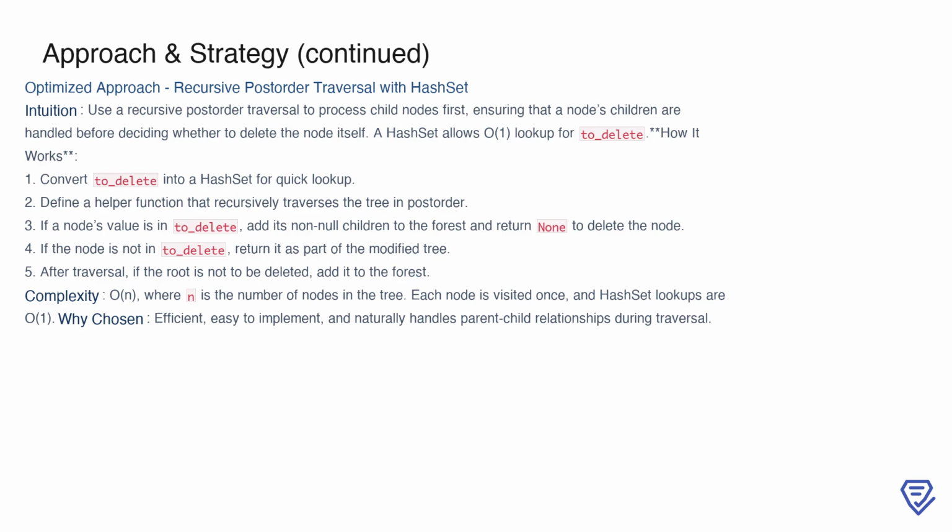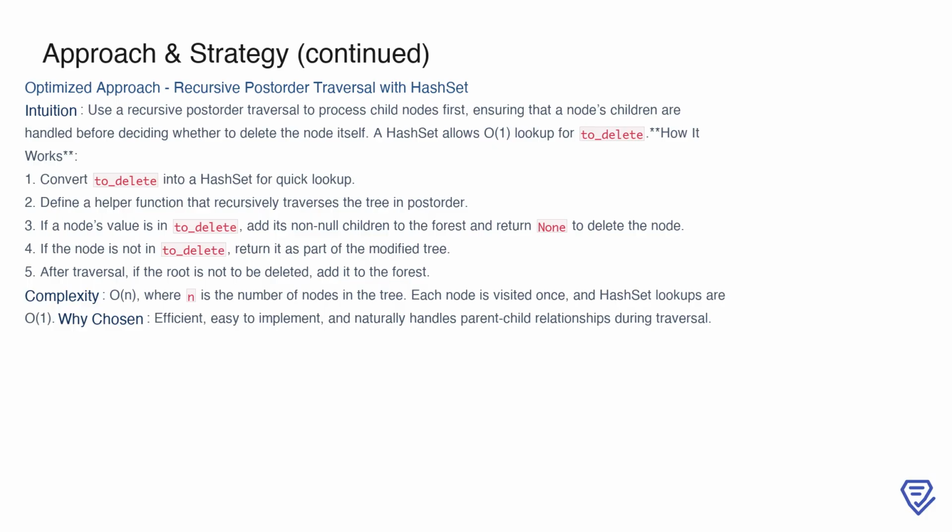Here, the intuition is to process a node's children before deciding whether to delete the node itself. By converting the to_delete list into a hash set, we can perform quick O(1) lookups to check if a node should be deleted. The process works as follows.